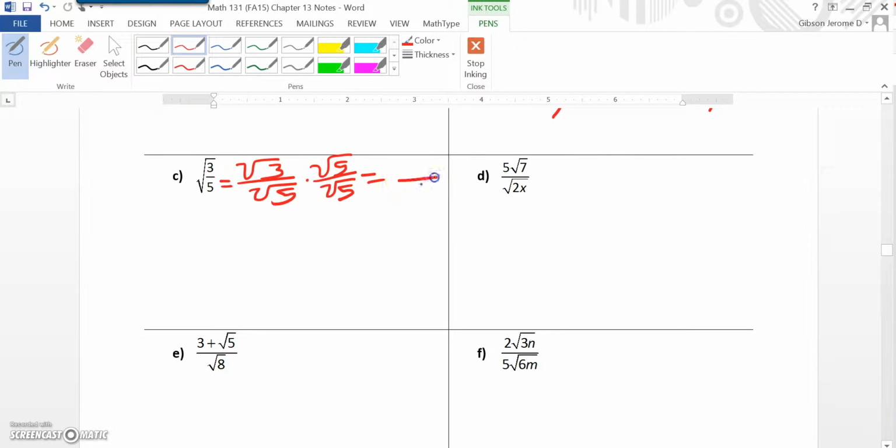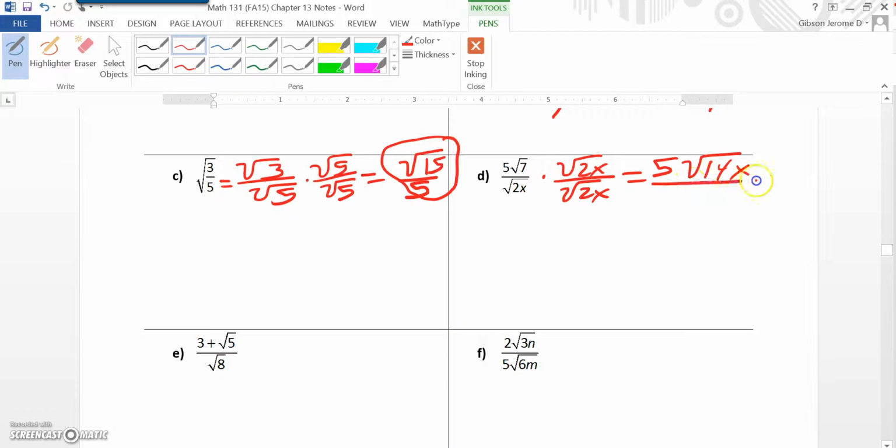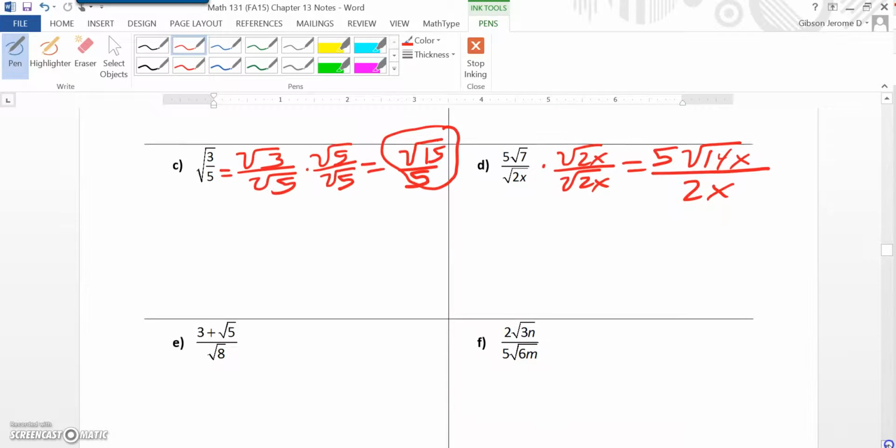Square root of 5 times square root of 5 we know is 5. And square root of 3 times square root of 5 is the square root of 15. And that is our final answer. Now we come here to D. It's the same thing. We need to rationalize this denominator. So we'll multiply the numerator and denominator by the square root of 2x. In our numerator, that would give us 5 times the square root of 14x. All over, square root of 2x and the square root of 2x will leave us 2x. So that is our final answer.